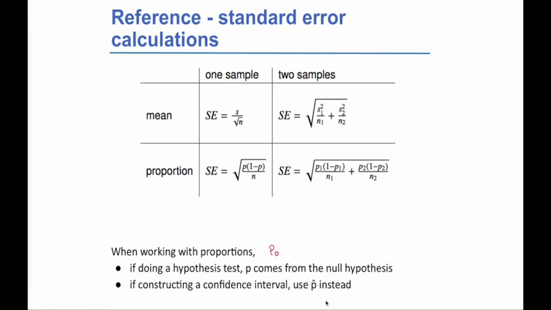If you're doing a hypothesis test, your p is p0 that comes from the null hypothesis. If you're constructing a confidence interval, you use p hat. So use p0 for a hypothesis test for 1 proportion. If it's a 2-sample, you use p pool.